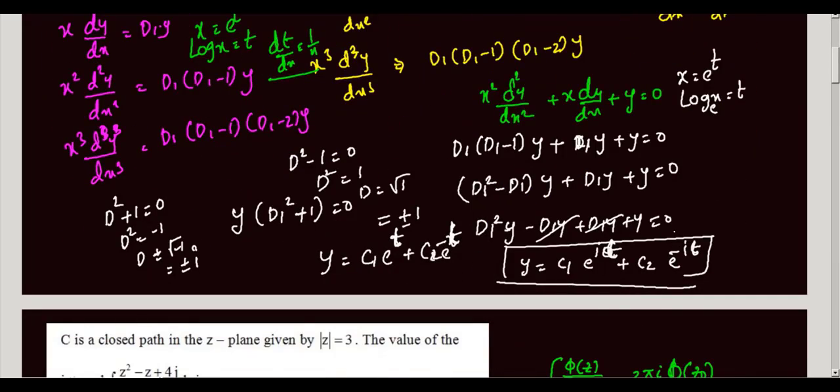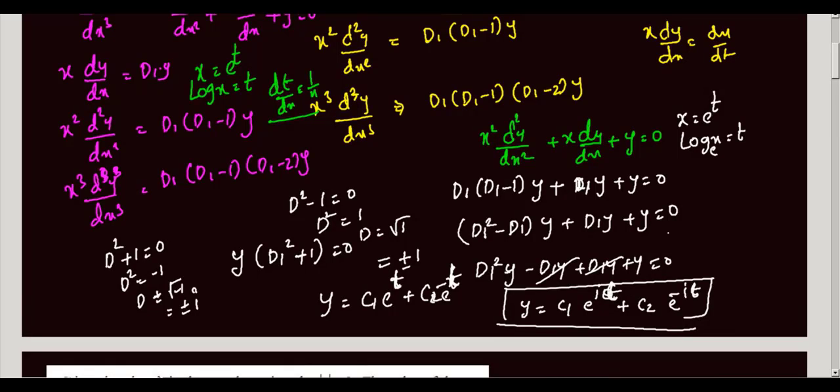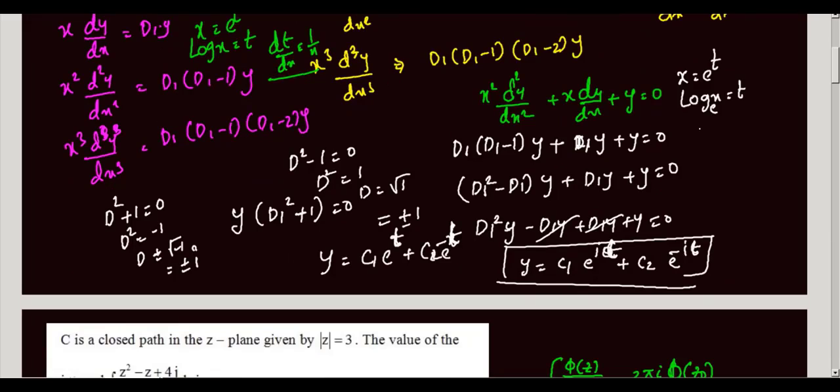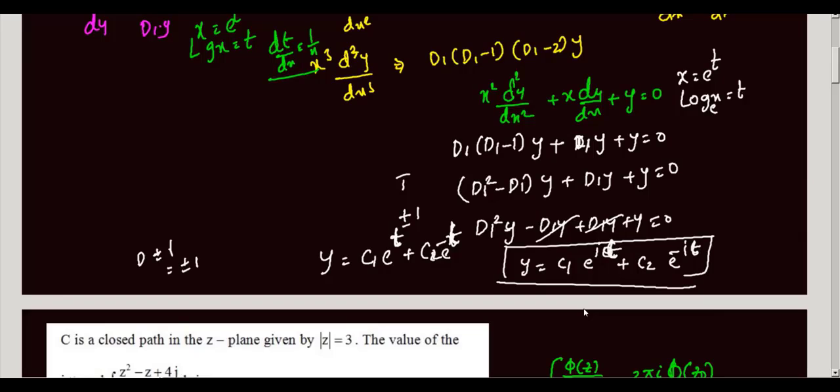So what can we do now? Tell me. You see, t equal to log x. One second. Again I made a mistake. Actually, if the root is a plus ib, then y equal to e power ax into c1 cos bx plus c2 sin bx. This is the correct answer. I directly put real numbers.